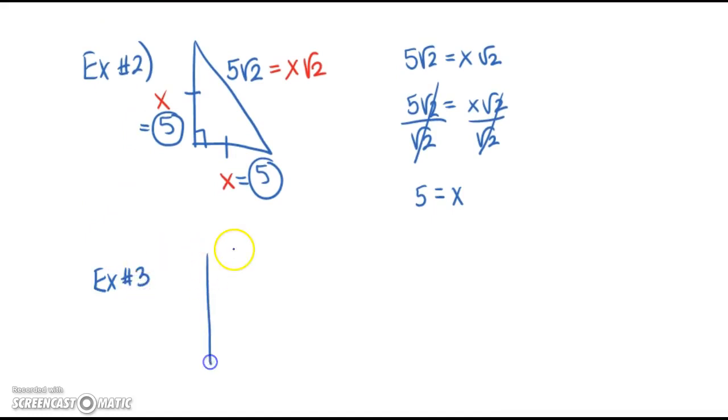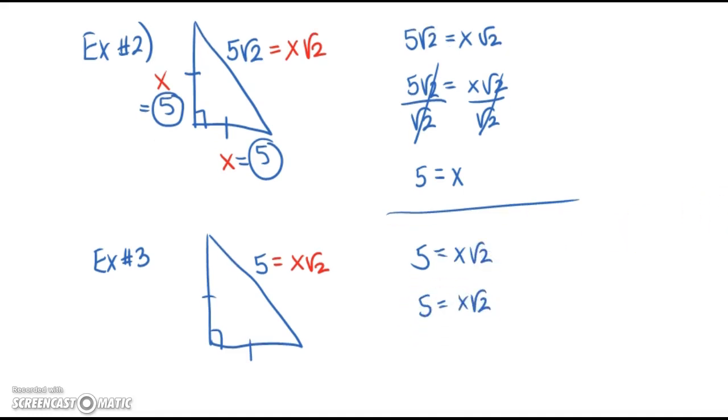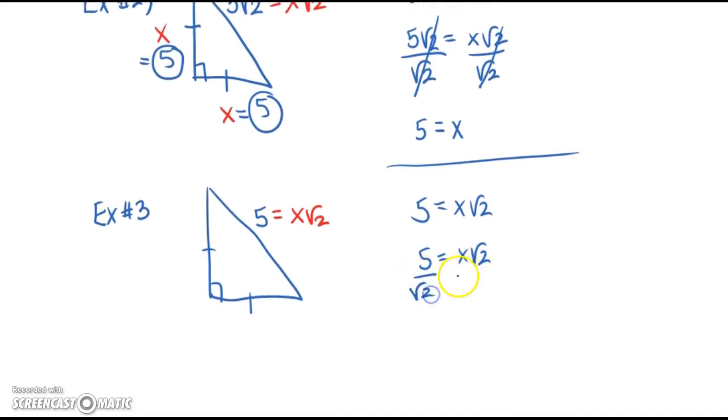So in our third example, again, let's take a 45, 45, 90. And let's say the hypotenuse is this time 5. Right? Even though there isn't a root 2 attached to it, it's still the x root 2 side because it's the hypotenuse. And so now our equation looks like the following. 5 equals x root 2. To solve for x, we're still going to divide both sides by root 2. And on the right side, the root 2 is canceled out, so we're left with x. But on the left side, we have 5 over root 2.